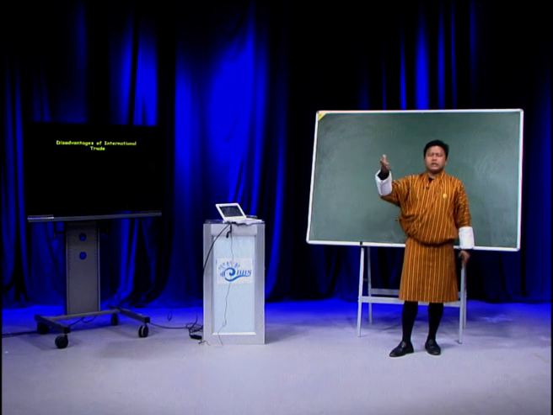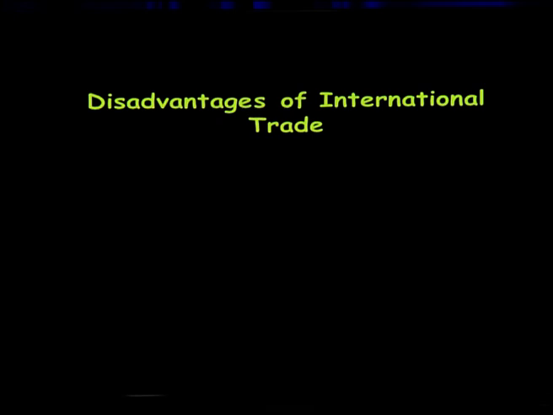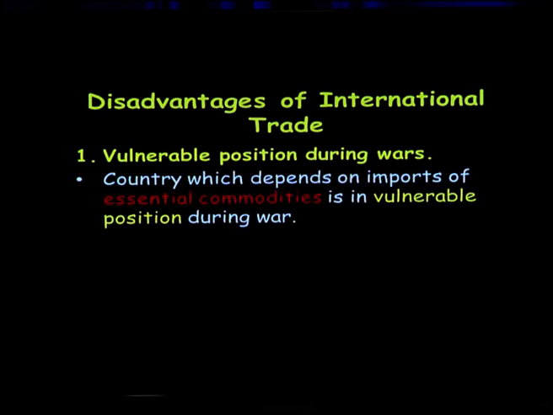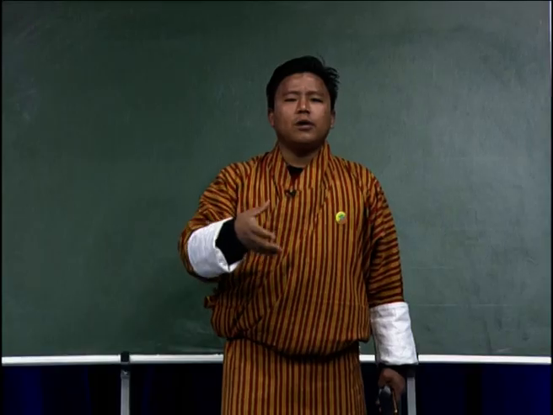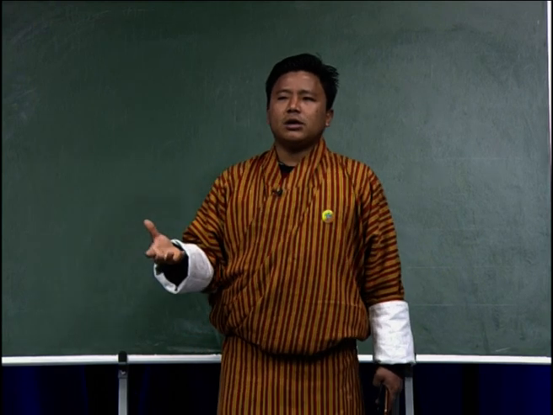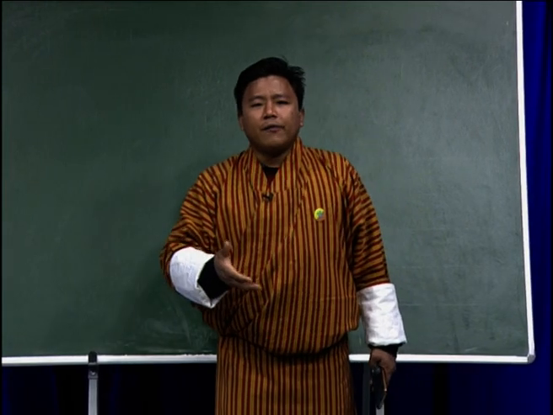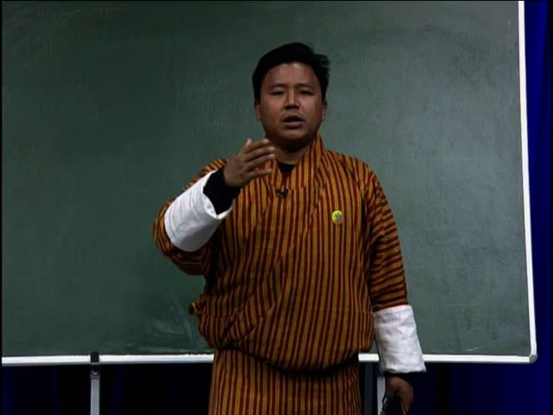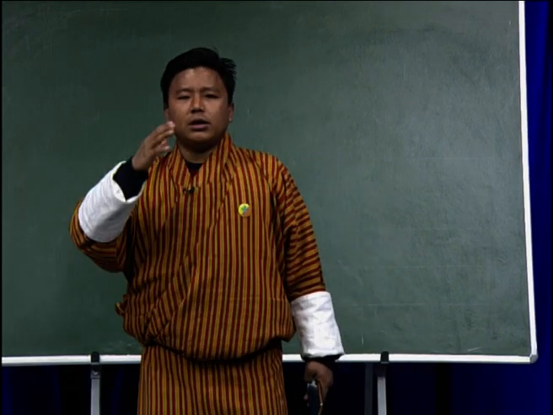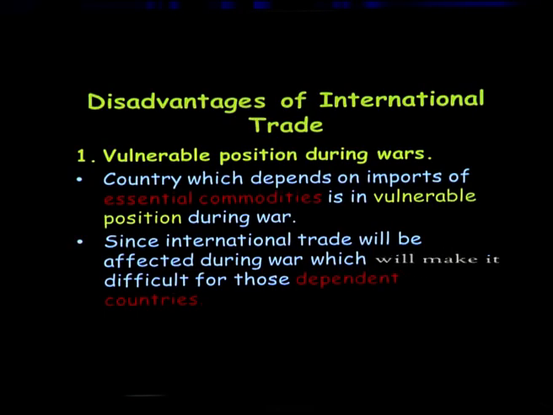Now, what could be the disadvantages of international trade? The disadvantages: vulnerable position during war. The country which depends on the imports of essential goods is in a vulnerable position during war. During this kind of uncertainties, the countries who are too dependent on others for essential goods may face difficulty in consumption of that essential good, because the supply will be completely disturbed and international trade will be affected during the war, which makes it difficult for those dependent countries.